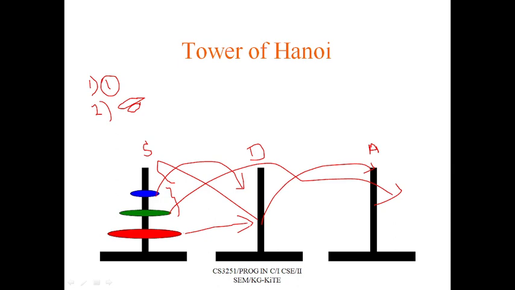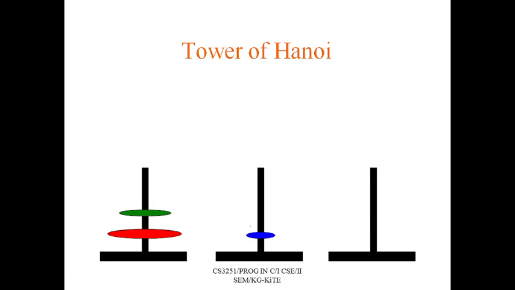Okay, so I'll just show the pictures of these movements. We have moved the blue disk to the destination, green to the auxiliary, and blue to the auxiliary. Now the source peg has only one disk, which can be freely moved from the source to the destination, which has been moved.